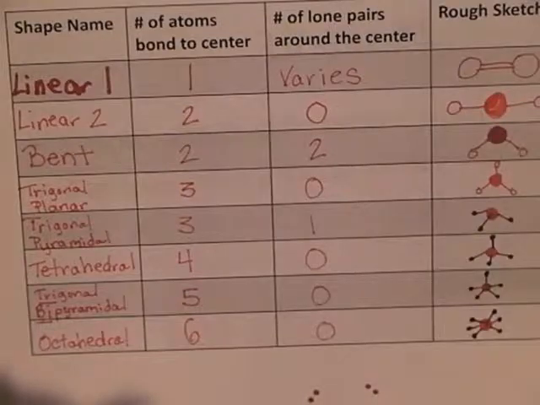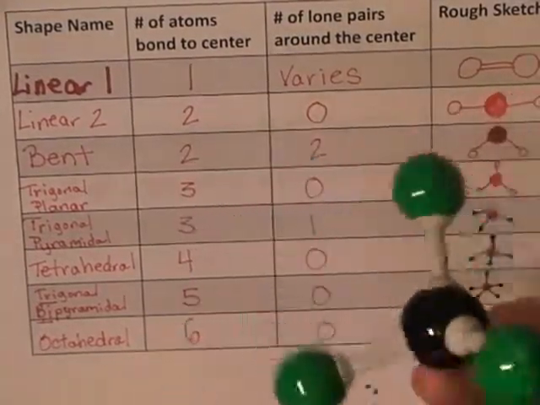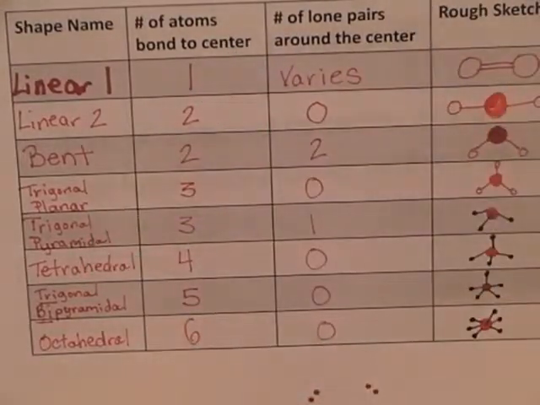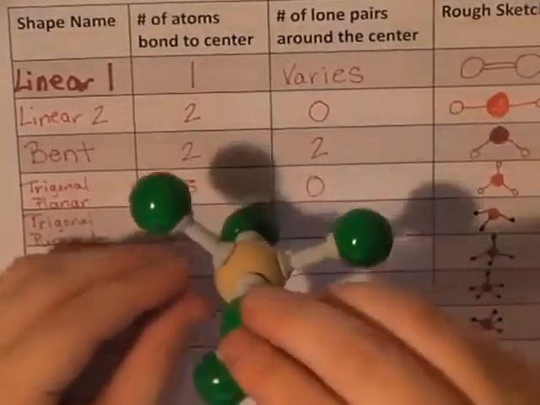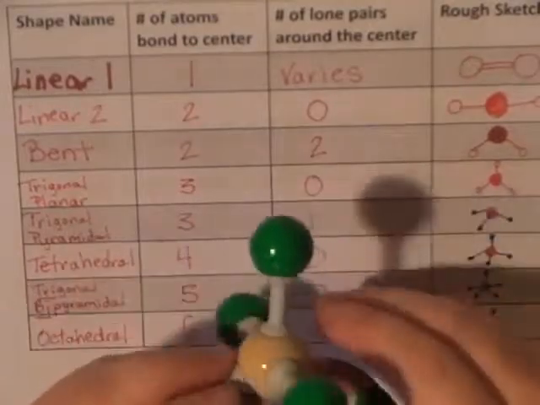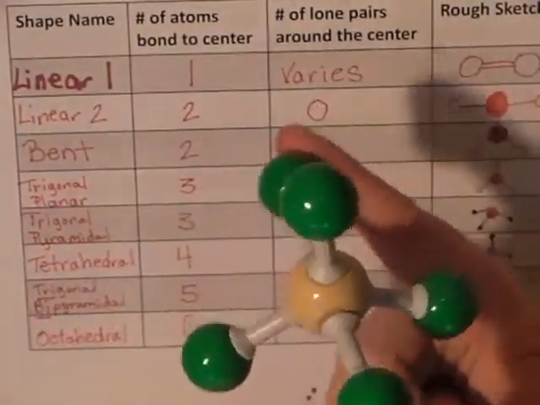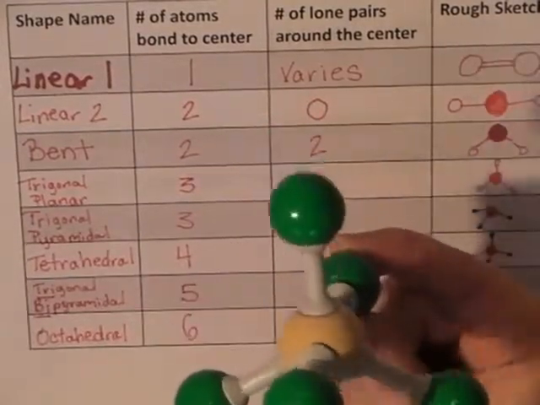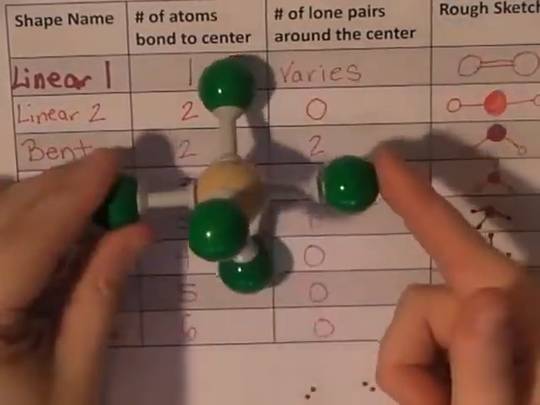We've got tetrahedral, 4 bonded to the center. Our only option for this one, 4. We've got trigonal bipyramidal, so 5 bonded to the center. No lone pairs. This one, maybe it doesn't spin well, but remember this one is a combination of linear and trigonal planar. All right, tri bi, 2 and 3, 5 total.